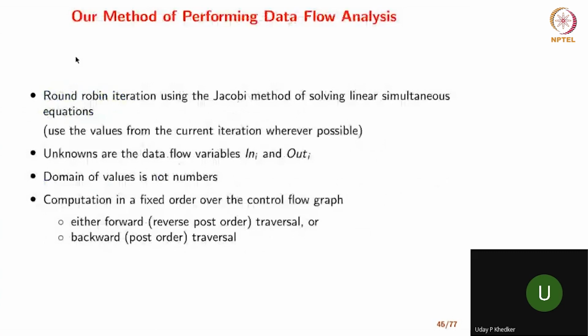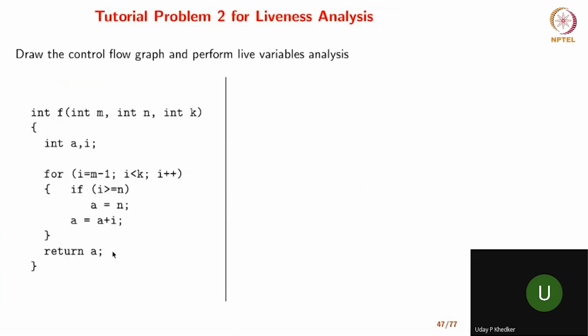We're going to use the Jacobi method of solving simultaneous equations, which uses the values from the current iteration whenever possible. The unknowns are the data flow variables in and out. The domain of values is not numbers, and we perform computation in a fixed order over a control flow graph, either a forward traversal, more formally called reverse post order traversal, or a backward traversal. This is the method that we will be using, and there are further tutorial problems which I will leave for you to go through.